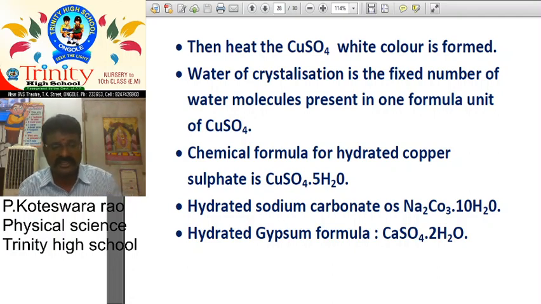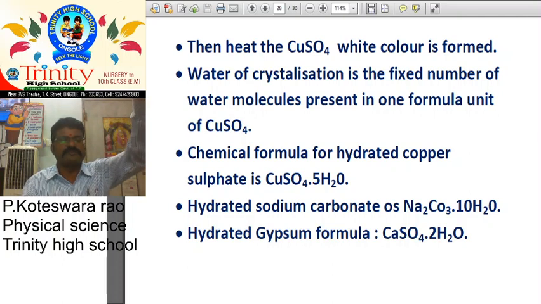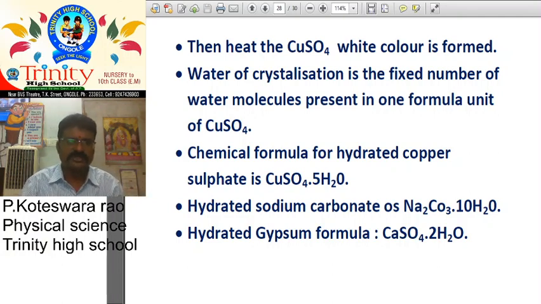Then you can observe the color is white. Then we add one or two drops of water to that white colored copper sulfate, and once again it gets a blue color. So here, water of crystallization is the fixed number of water molecules present in one formula unit of copper sulfate.